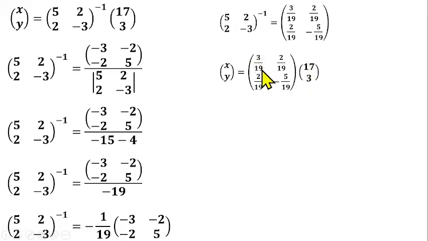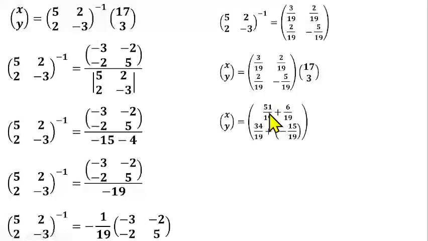So you're having 3 over 19 times 17. So that should give us 51 over 19 plus 2 over 19 times 3. That will give us 6 over 19. Then the second row will go again and multiply 2 over 19 times 17. That gives us 34 over 19 plus open bracket minus 5 over 19 times 3. That gives us a minus 15 over 19. Close the main bracket. Can now simplify this one.